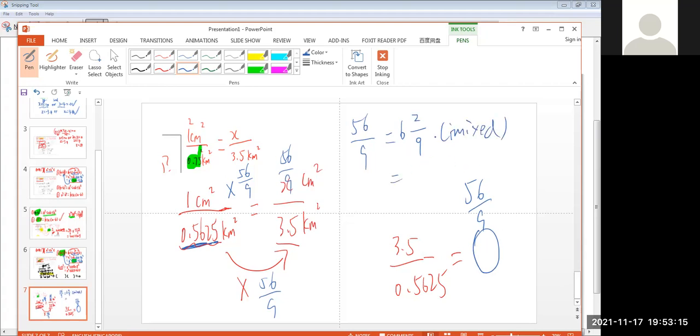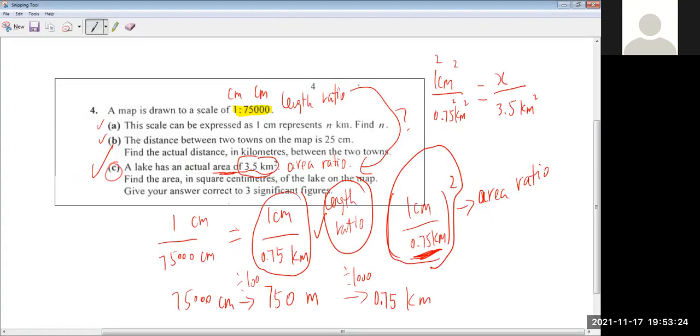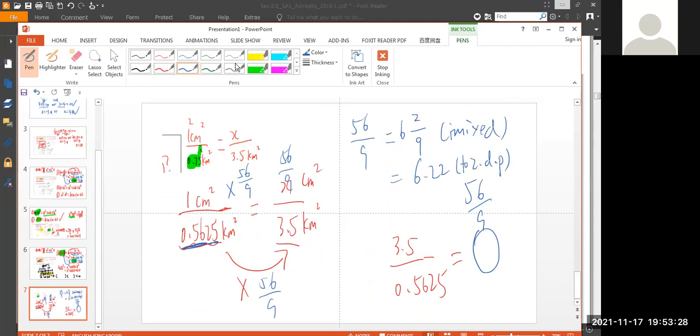And then if you don't want to express it in this, you can write 6.22. This is two decimal places. Did they ask you for 2 or 3? Let me see. 3 significant figures. Okay, so 3 significant figures will be 6.22. So just give them what they want.